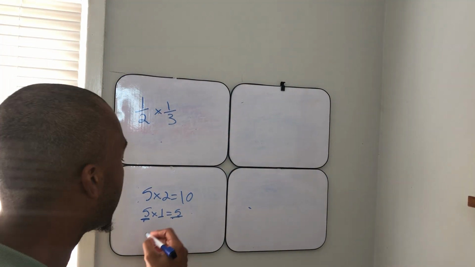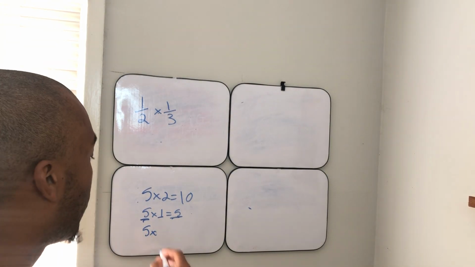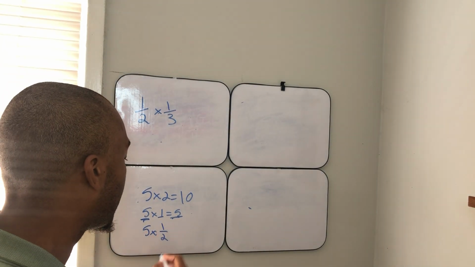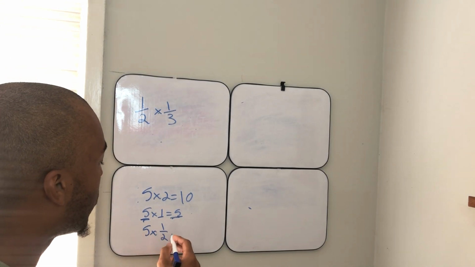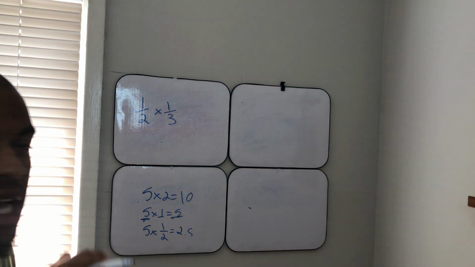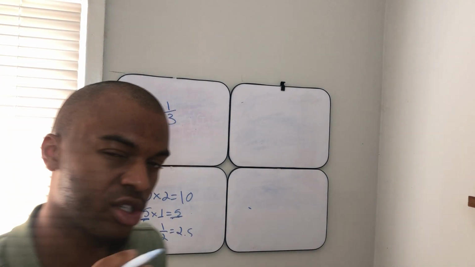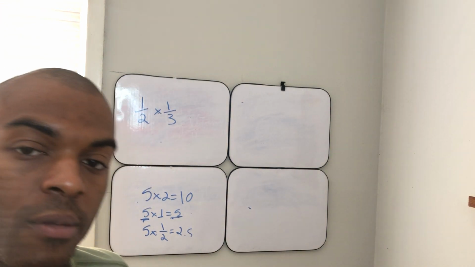So again, we can take 5. If we multiply 5 by 1/2, remember 1/2 is less than 1, we get 2.5. You see what I'm saying? So anytime you multiply a number by a fraction, it's going to get smaller. And the same thing happens when you're multiplying fractions together.